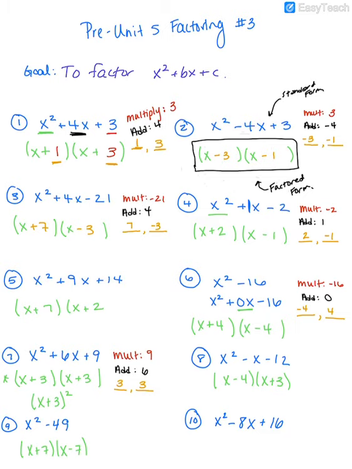Try number 10 on your own. So go ahead and hit pause, try number 10, and then when you hit play, you can see if you got it right. So on this one is x minus 4 quantity squared, or you could write it x minus 4 times x minus 4. Either of those answers would be acceptable.